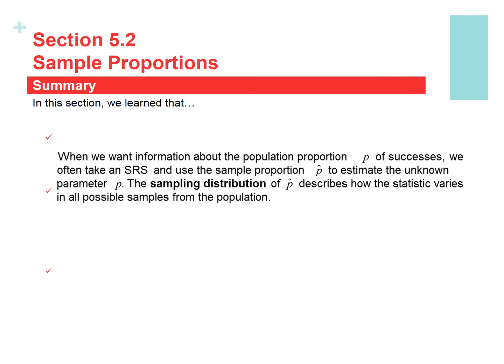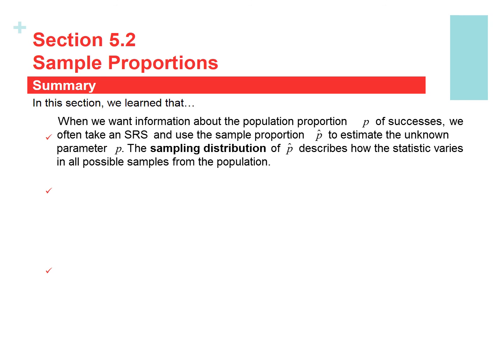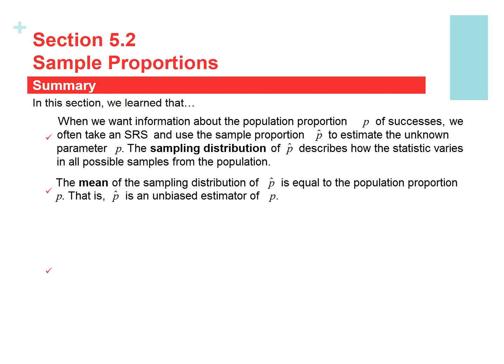We learned that when we want information about the population proportion p, we have to take a simple random sample and use a sample proportion to estimate the unknown parameter. The sampling distribution of your sample p hat describes how the statistic varies in all possible samples. The mean of the sampling distribution of p hat is equal to the population proportion p. That is, p hat is an unbiased estimator of p.